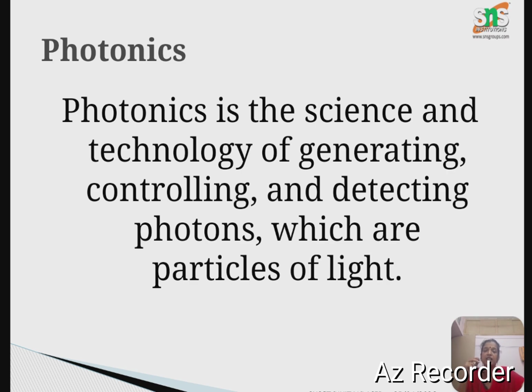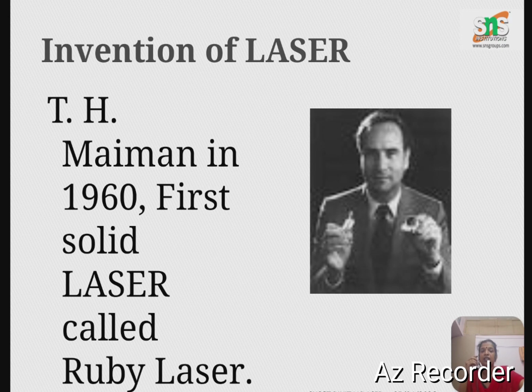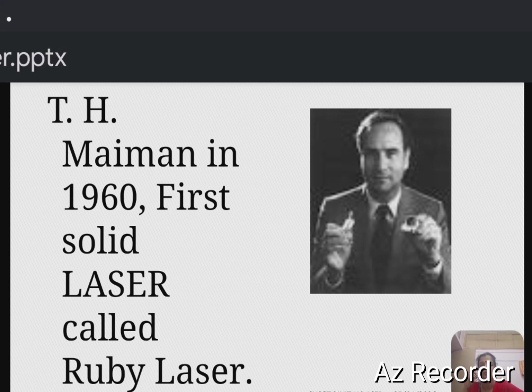We know that light has a dual nature. One acts as a wave, another one acts as a particle. And then laser is a device that generates light by a process called stimulated emission. The acronym for laser is light amplification by stimulated emission of radiation. And then the invention of laser is nothing but T.H. Maiman in 1960. First solid laser called ruby laser.